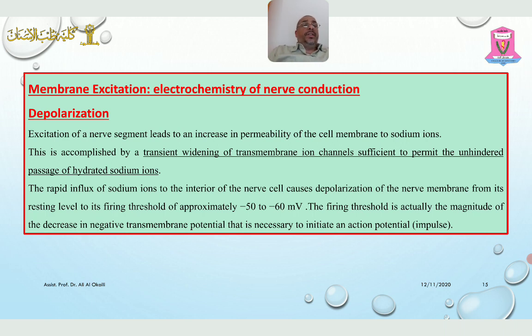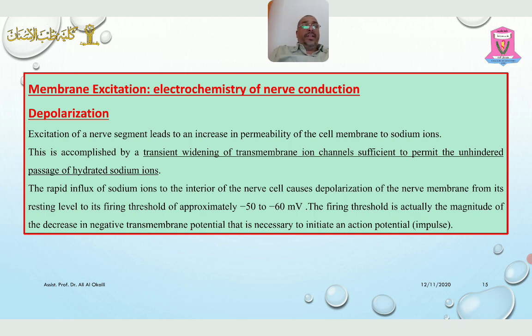So membrane excitation, electrochemistry of the nerve conduction. أول شيء يصير عندنا depolarization اللي هو greater influx of sodium to the inside of the cell membrane. Excitation of a nerve segment leads to an increase in permeability of the cell membrane to sodium ions. And this is accomplished by a transient widening of the transmembrane ion channels, sufficient to permit the unhindered passage of hydrated sodium ions.